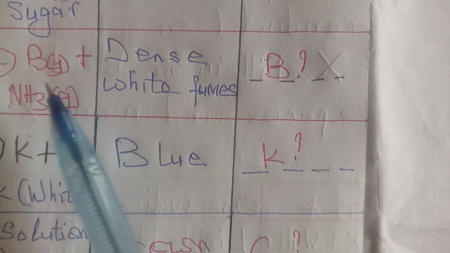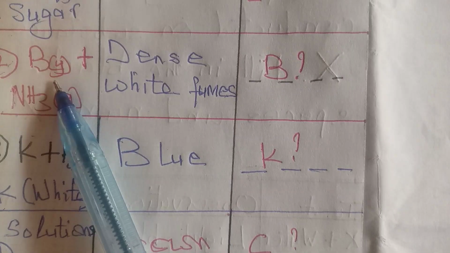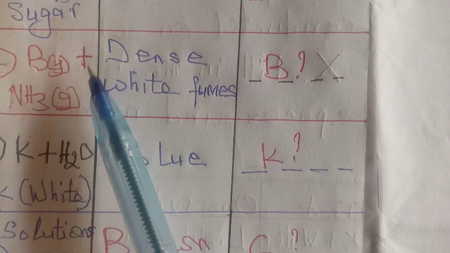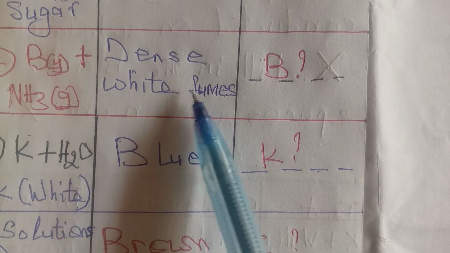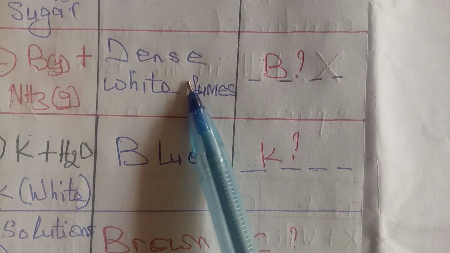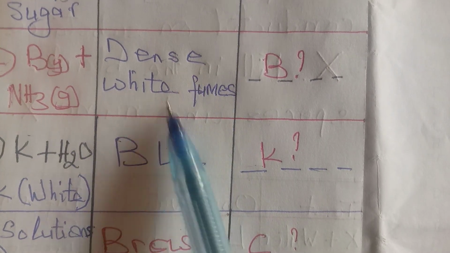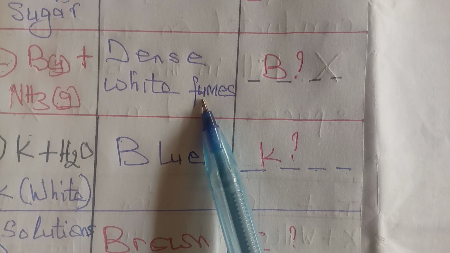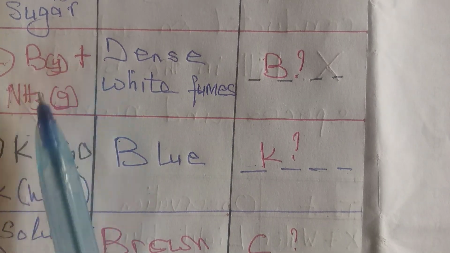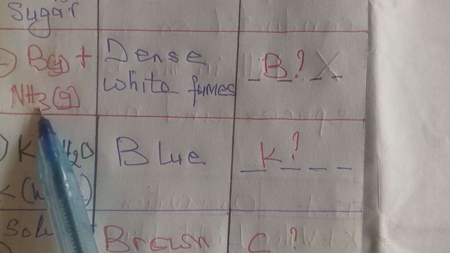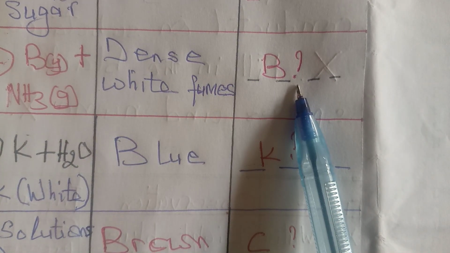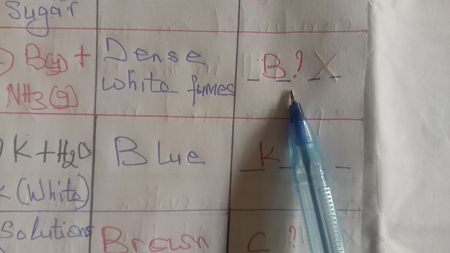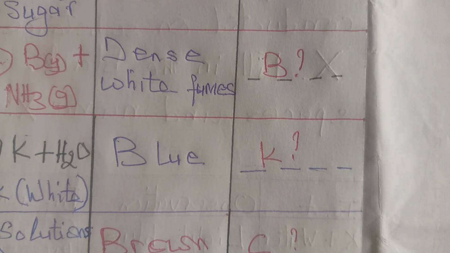Look at number 2. Gas B was mixed with ammonia gas. Under the observation, we were told that dense white fumes were formed. Gas B reacted with or mixed with ammonia gas, and dense white fumes were formed. Can you tell what is B? What do you think gas B is?